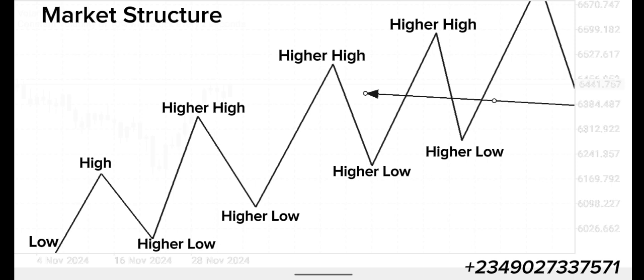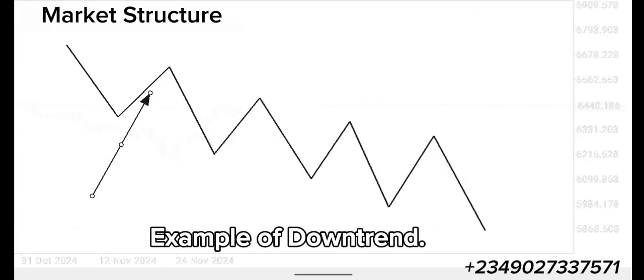So let's move to the example of a downtrend. Here is an example of a downtrend market. Remember, we are still on market structure. Like I said earlier, we have three types of market structure: uptrend, which we've talked about, downtrend, and ranging or consolidation market. Here is the example of a downtrend market, and these are its characteristics.